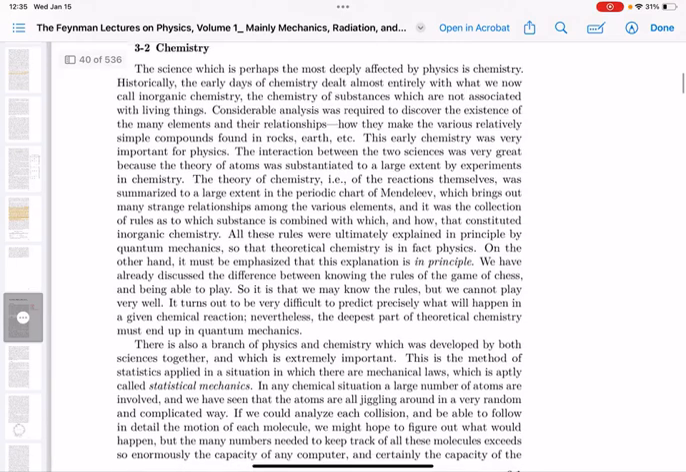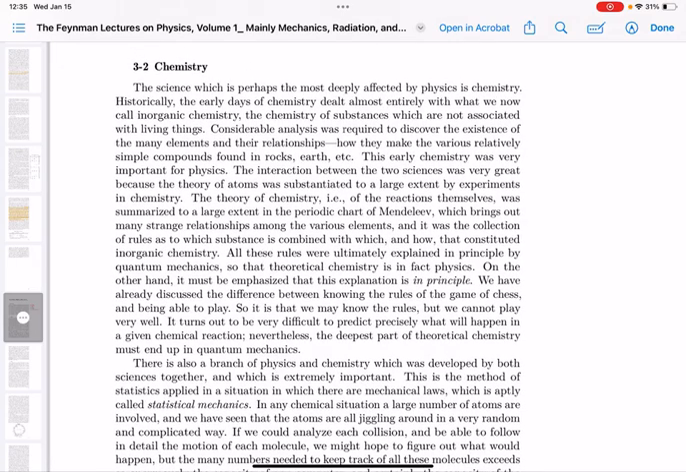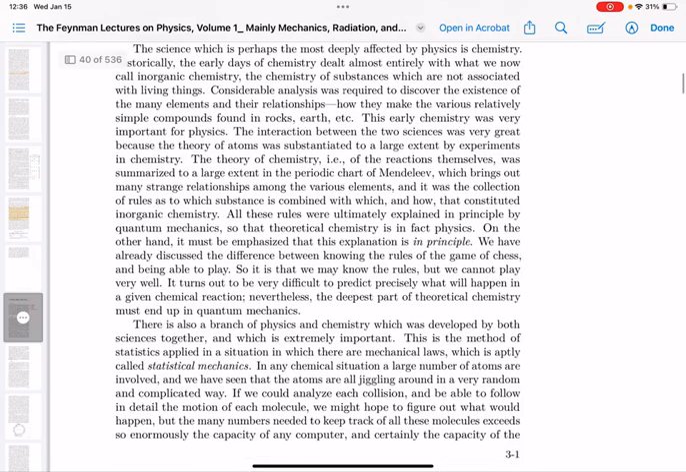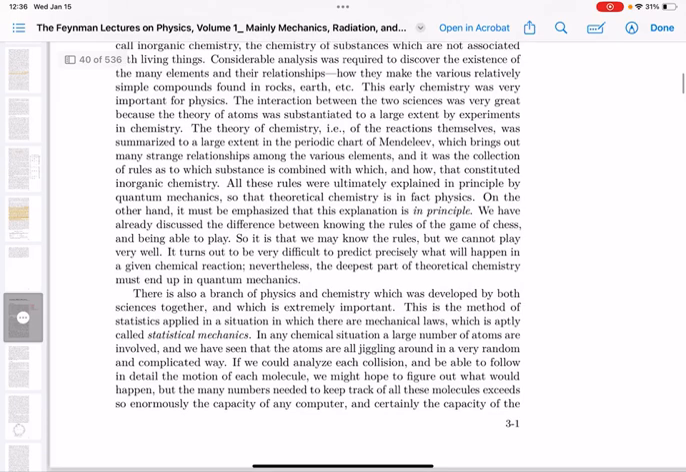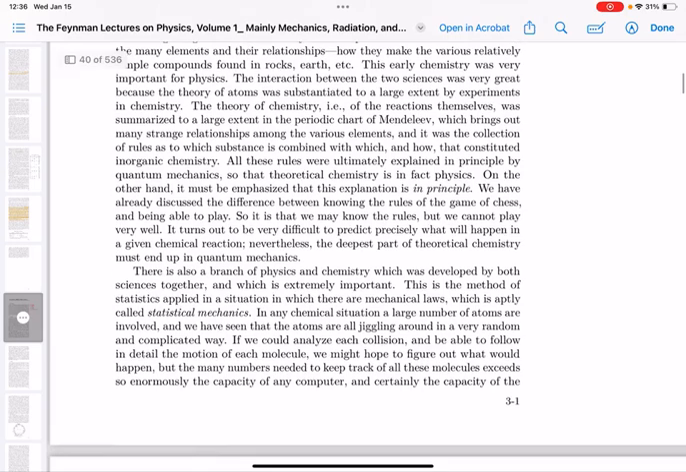Chemistry. The science which is perhaps the most deeply affected by physics is chemistry. Historically, the early days of chemistry dealt almost entirely with what we now call inorganic chemistry, the chemistry of substances which are not associated with living things. Considerable analysis was required to discover the existence of many elements and their relationships, how they make the various relatively simple compounds found in rocks, earth, etc. This early chemistry was very important for physics.